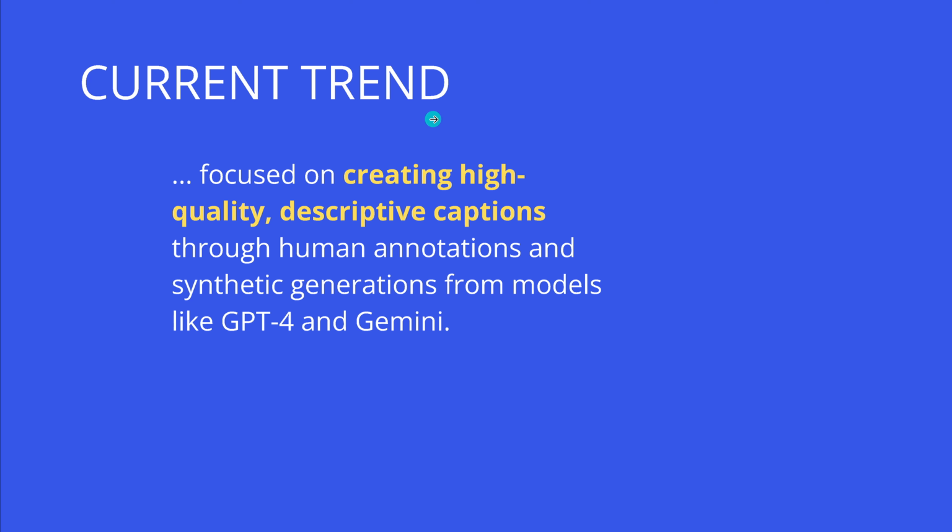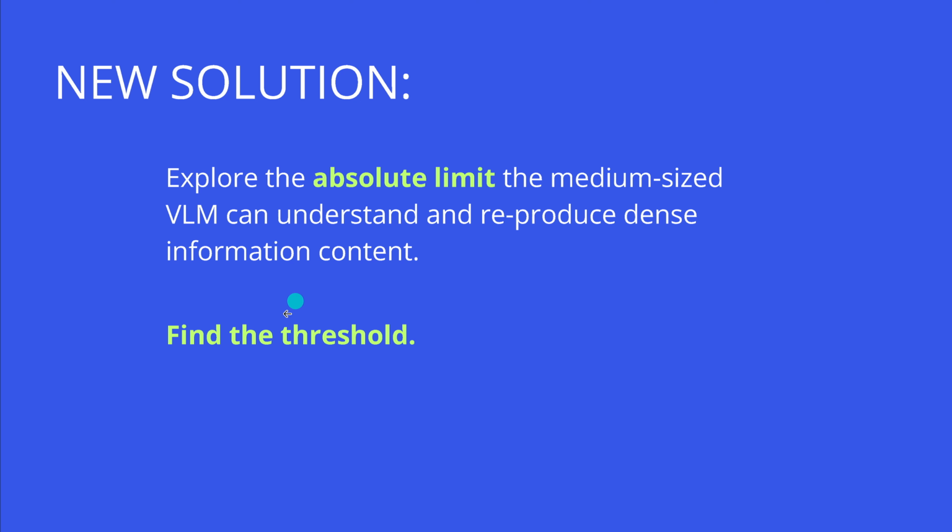So what did Google publish? Google says, let's go to the absolute limit of what our medium-sized vision language model can understand and reproduce: a dense information content at the threshold where the statement is correct and the VLM is really able to understand it and provides almost no hallucination. So find this threshold where the VLM is producing, let's just say, good results, not perfect, not 100%, with only a little bit of hallucination.